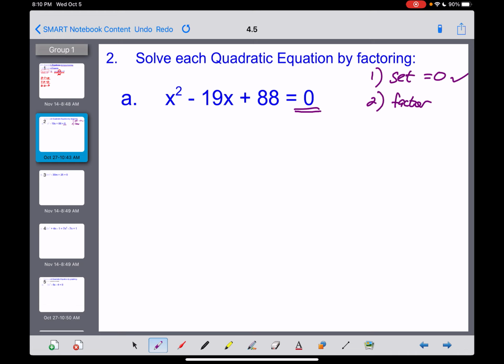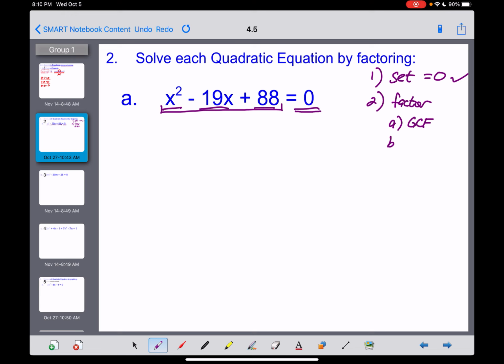And this is what we just got done with in 4.4. So we have a quadratic trinomial right here. We're going to try to factor it. The first thing we would do there is look for a GCF, and we don't have one here. There's nothing you can take out of x squared, negative 19x, and 88.